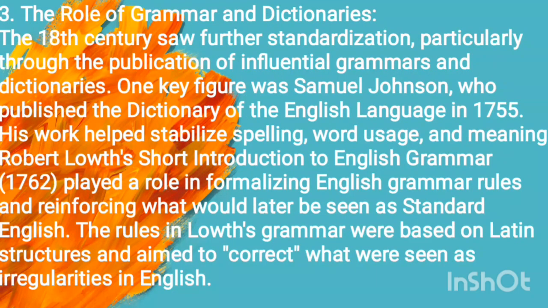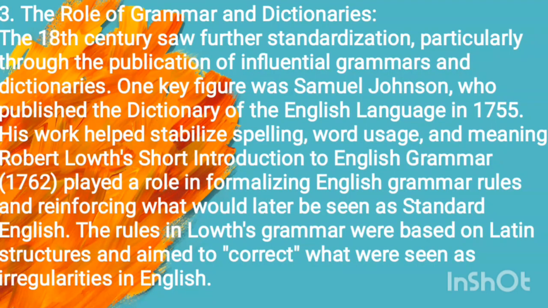Then the role of grammar and dictionaries. As English became more widespread, people wanted clear rules for grammar, spelling and vocabulary. Then key figures in standardization. First one is Samuel Johnson, who in 1755 published a Dictionary of the English Language, which became a major influence on spelling and word meaning. Next one, his works helped stabilize English spelling and word definition.